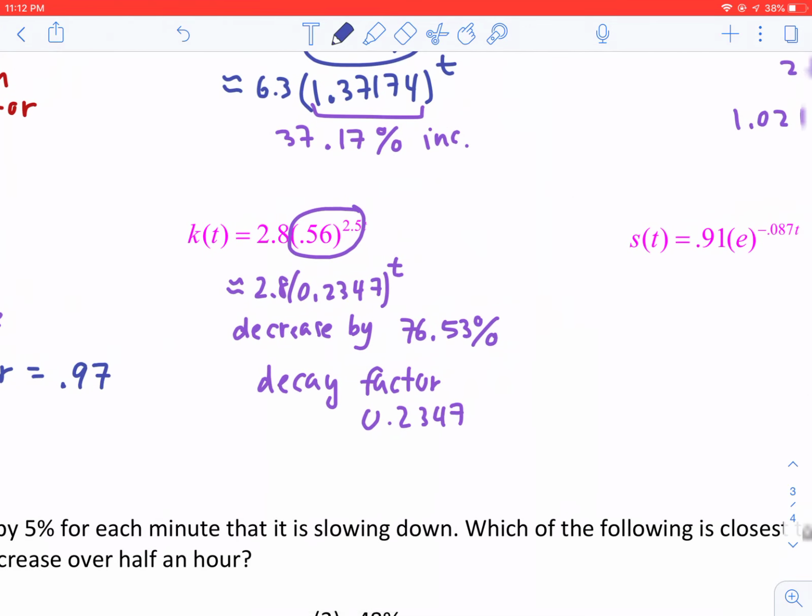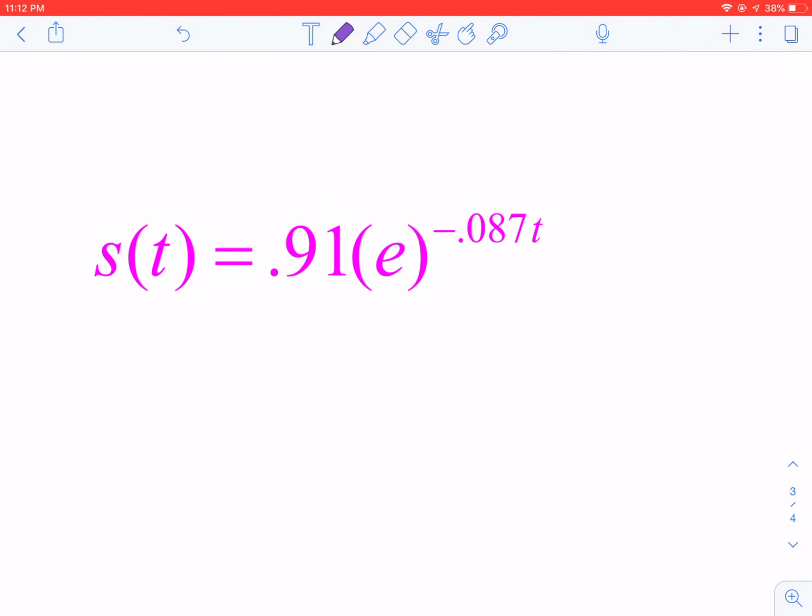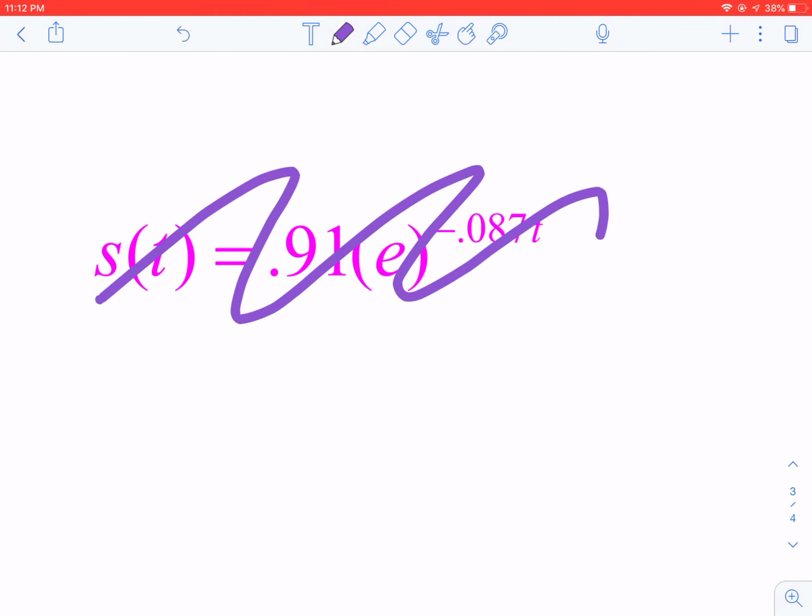Right, and this last one, why did I put an e here? We'll save this for later. We don't know what e is yet, so I don't want to bother you with that.